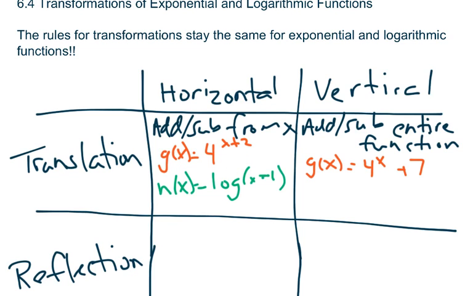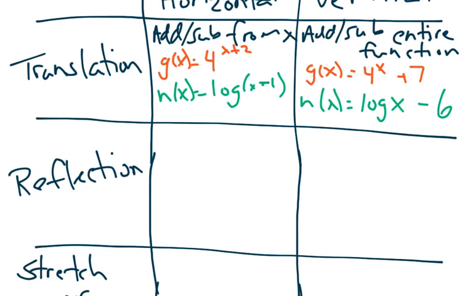And again, with logarithmic functions, it works the same way. H of x is equal to, we could say the log of x, and then we could have minus 6. Okay, so this one would be an example of sliding up. This one's just sliding down, right, and left. Okay, so there's translations in a nutshell.